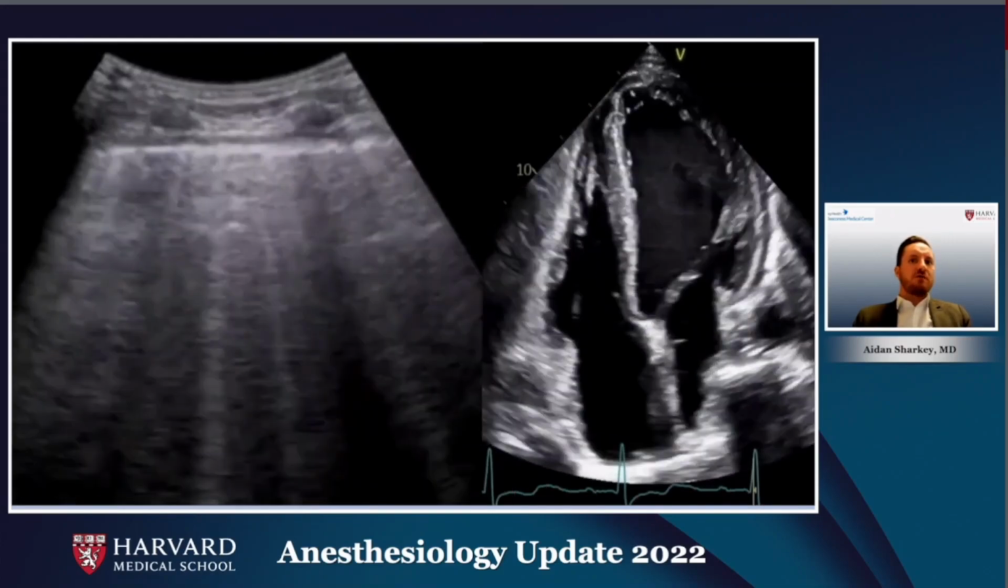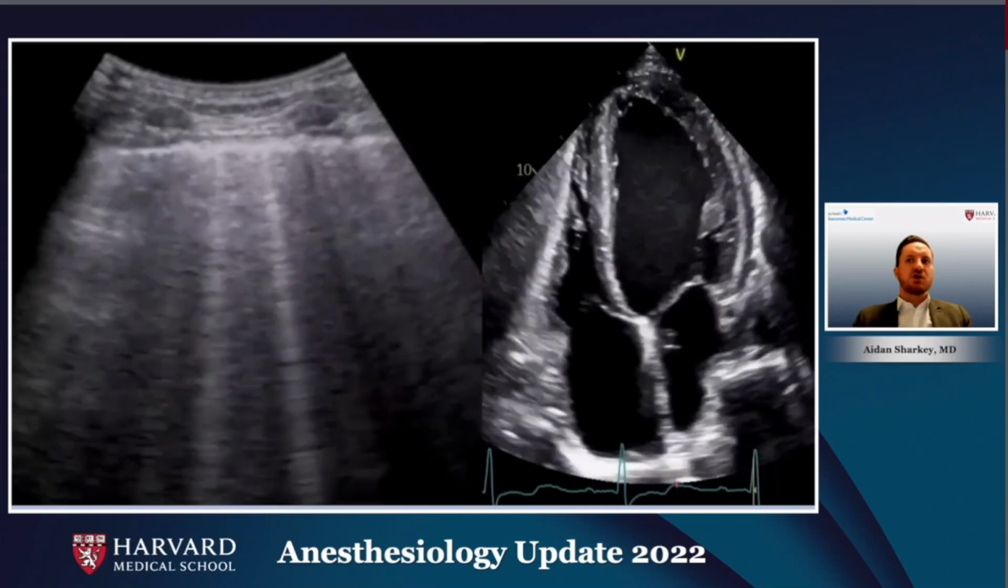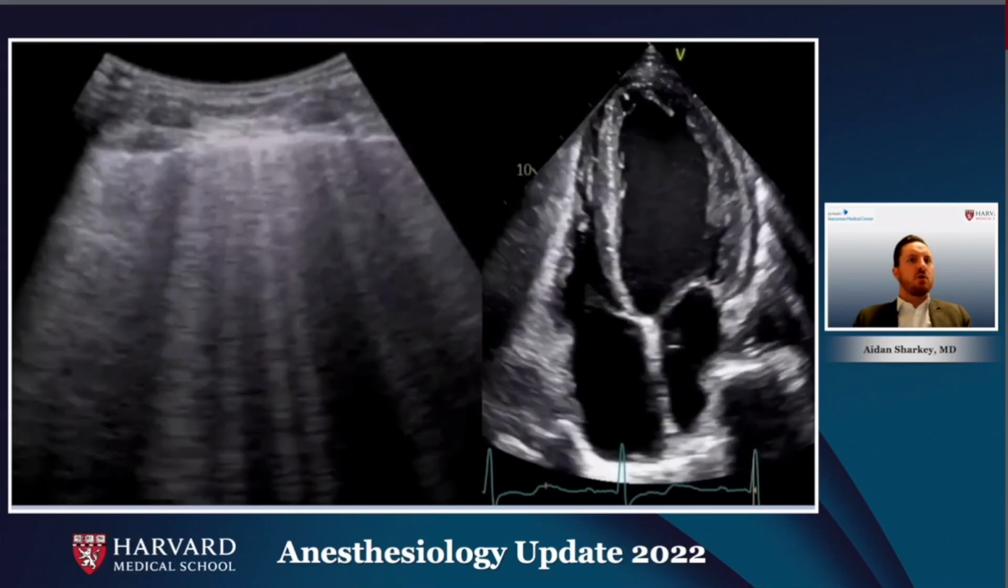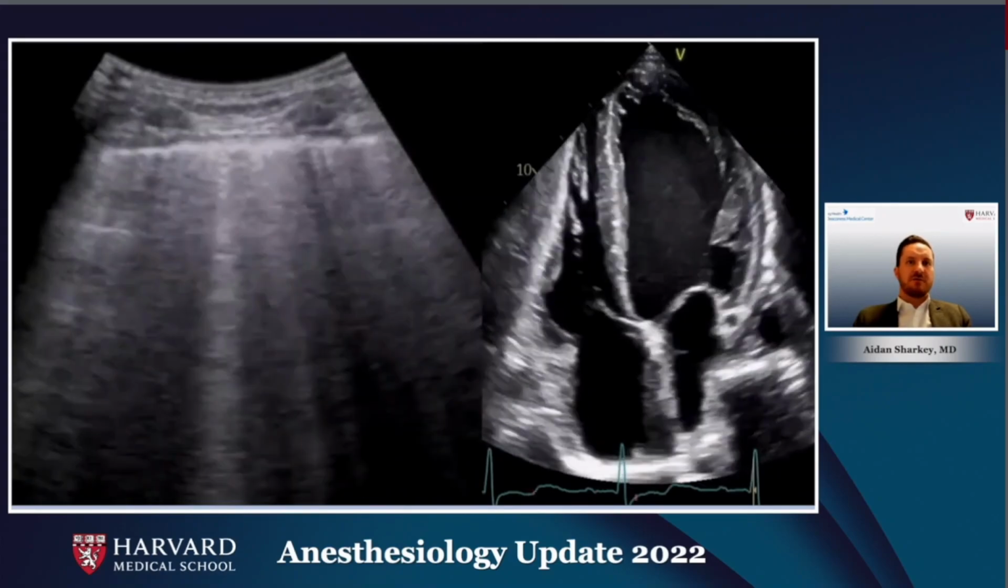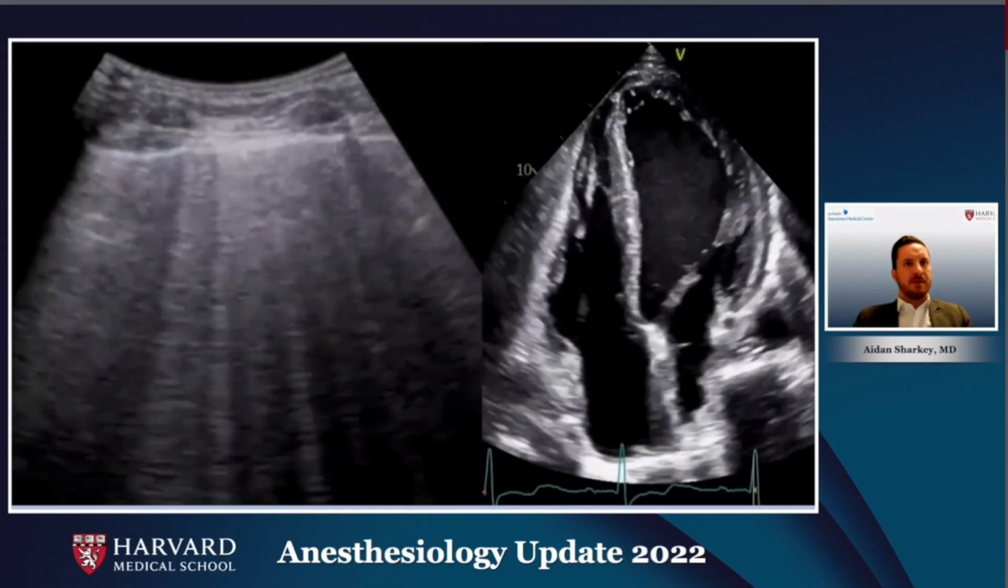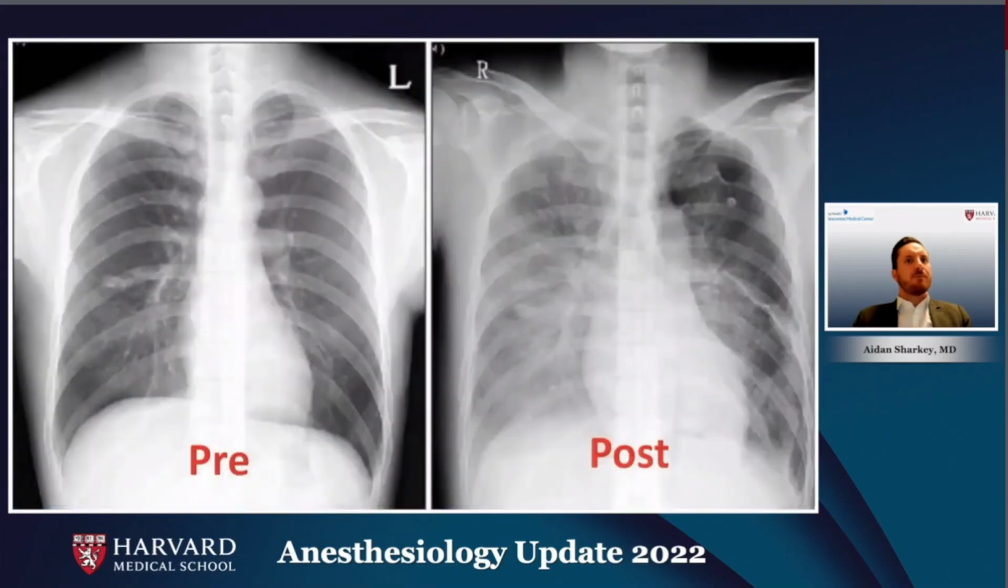We also did a point of care cardiac ultrasound, and this patient had a dilated left ventricle with poor left ventricular function. So he obviously couldn't handle the rapid fluid shifts that occurred during the procedure. Looking at his pre and post chest x-ray, we can see a dramatic change with significant bilateral interstitial edema present in his post-operative chest x-ray.